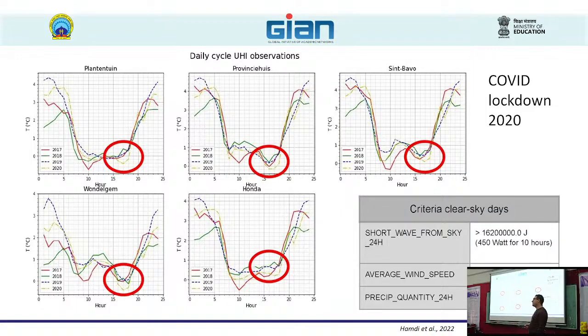In the industrial area, the temperature is lower than in the suburban area. Where? In the industrial area. It's not temperature, it is the urban heat island, the difference between urban and rural. It's a difference in temperature. The industrial area of Honda has less urban heat island effect than Wandelgem. Yes, here you mean. Yes.